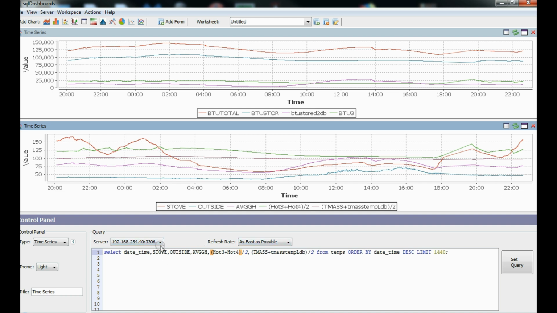And then stove temperature, which is the red. Outside temperature, which is the blue. The hot 3 and hot 4, that's the big thermal mass on top of the stove in the greenhouse, and the average of those two, of course. Then the Tmass temp and Tmass temp low is that large thermal mass, the IBC tote, 275 gallons. Obviously, we're looking at the average of that as well. So the green is hot 3 and hot 4, and the red is the IBC tote.